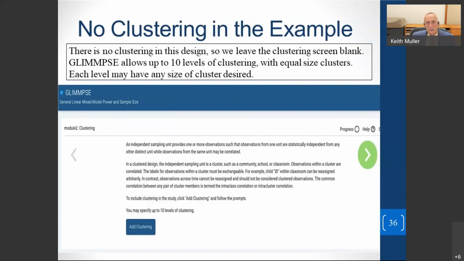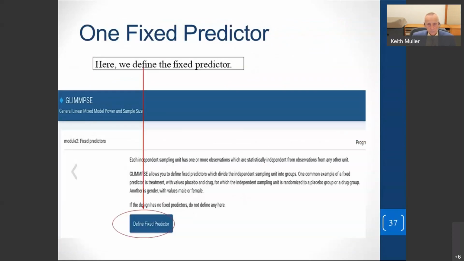In this case, there's no clustering, but I want to point out that it's extremely easy to add clustering. We click the Add Clustering button, and what we ask for each level of clustering is what is your cluster size and what is your intraclass correlation coefficient. So if you have those 2 numbers, you can add a level of clustering. We allow currently up to 10 levels of clustering. So 1, 2, 3, we've got you covered. And a cluster size can be any size. That required some additional work to make that happen, but we did it.